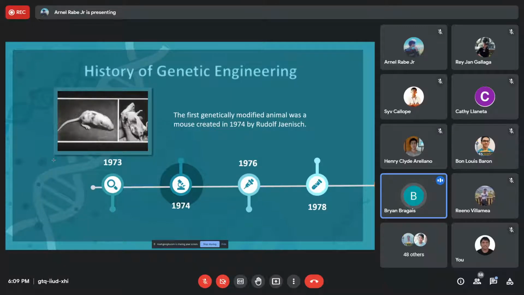The first genetically modified animal was a mouse created in 1974 by Rudolf Jennings.